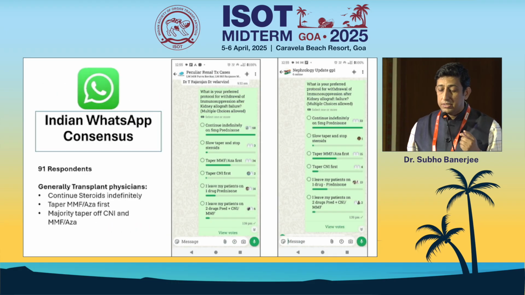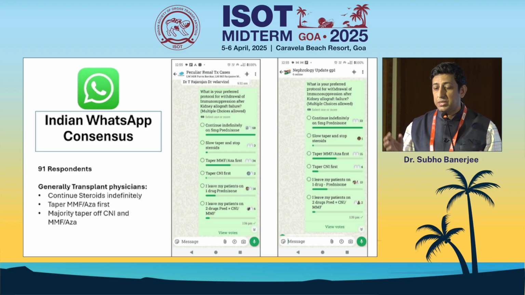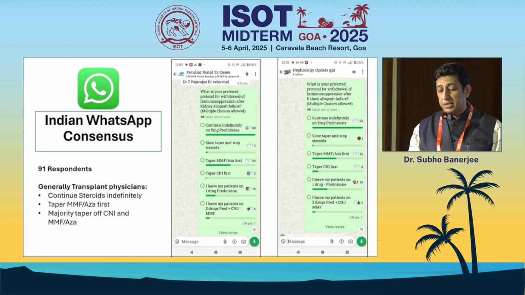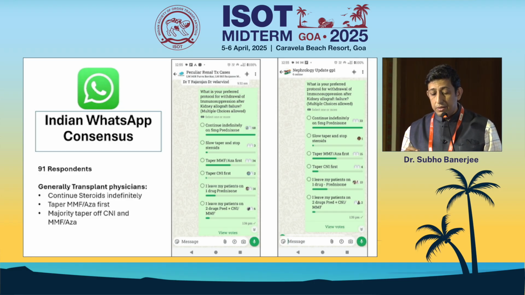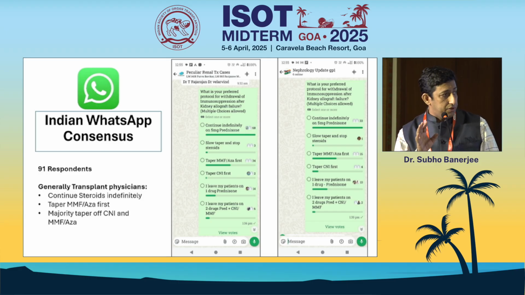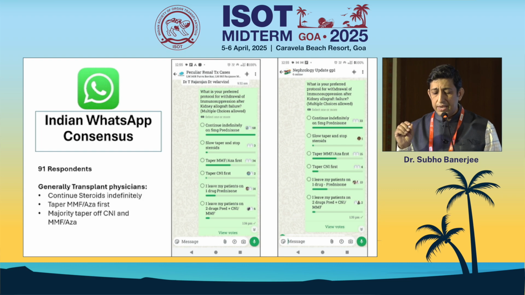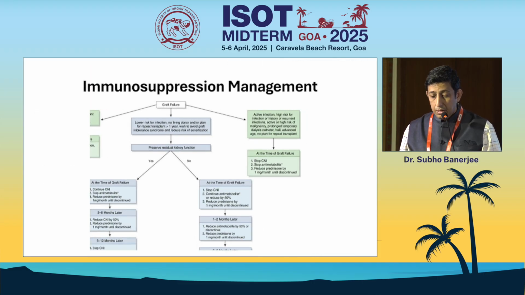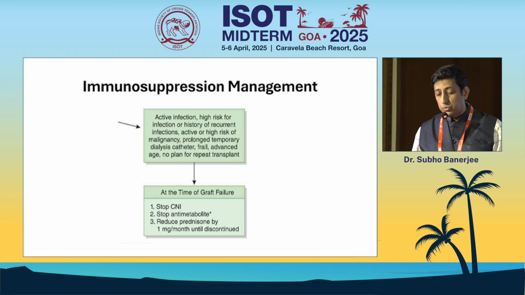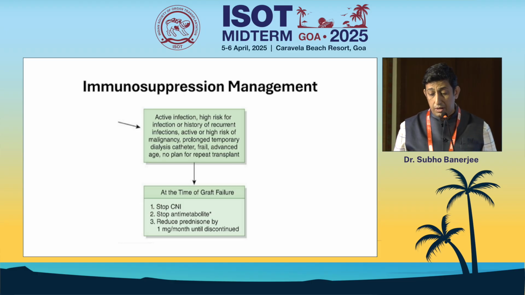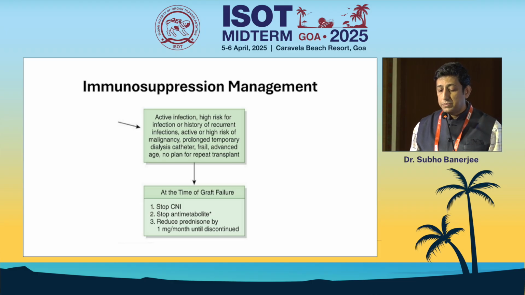Now, I took this WhatsApp consensus. I sent this poll out to a lot of WhatsApp groups that we have. Of 91% respondents, the general trend is nobody wants to take off prednisolone. They all want to taper MMF and azathioprine first, and the majority want to taper off CNI a little bit, and most of the patients will be left with a little bit of steroid only. So that's the trend in India. What remains is a subset of patients with active infections, maybe high risk for a transplant and everything. In those patients, maybe complete withdrawal of all immunosuppression may be a good option.